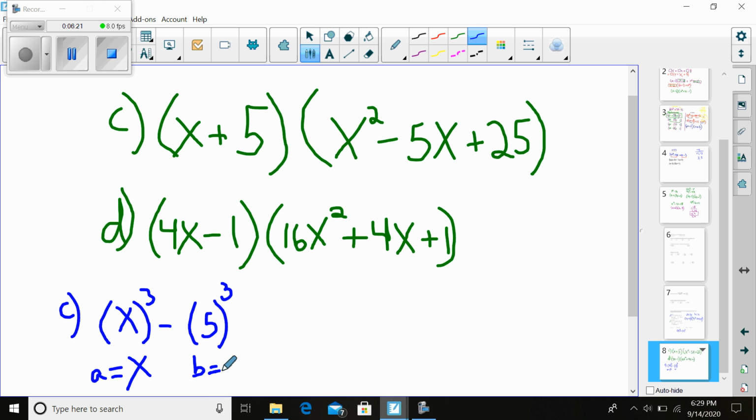Okay, and then you just do what the formula tells you. Okay, so it was A plus B, there's A squared, subtract, A times B, and then plus B squared.